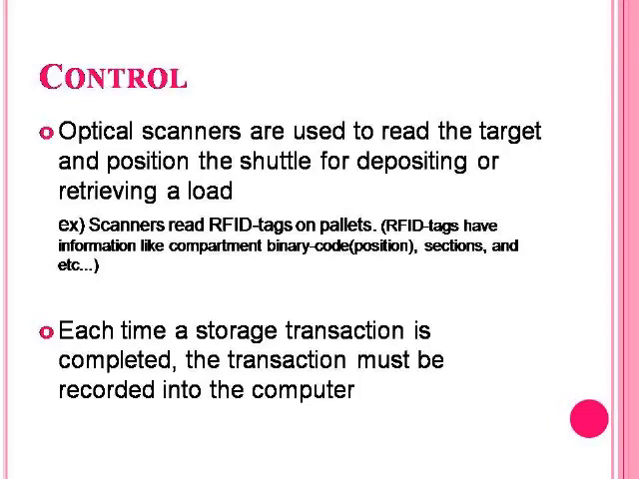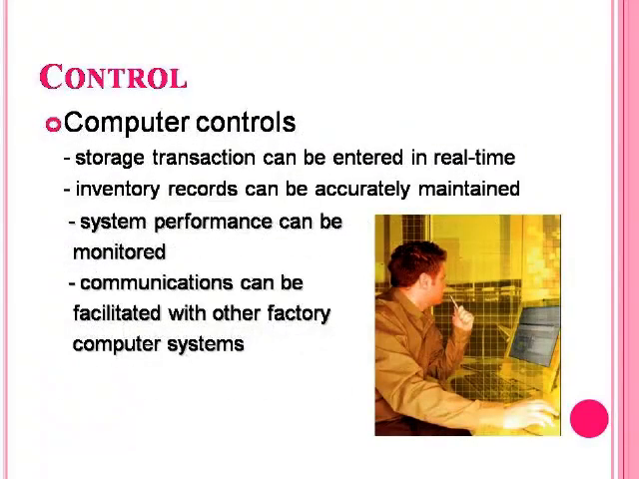Scanners read RFID, radio frequency identification, tags on pallets. The RFID targets have information like compartment binary code, position, sections, etc. Each time a storage transaction is completed, the transaction must be recorded into the computer. The computer controls the storage transactions, which can be entered in real time. Inventory records can be accurately maintained. System performance can be monitored. Communications can be facilitated with other factory computer systems.